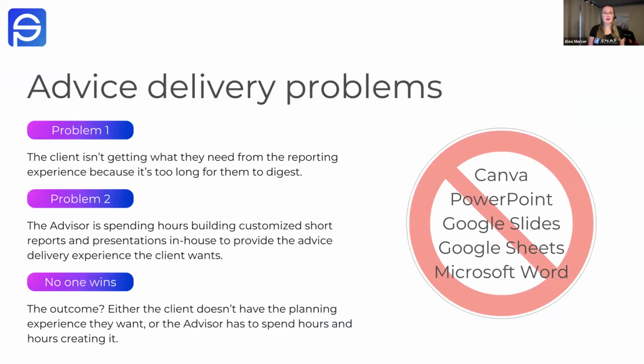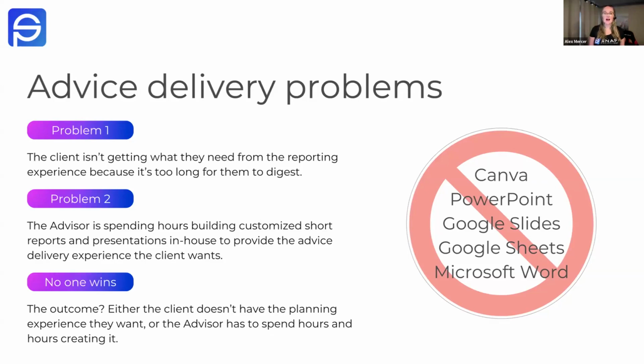The reports generated by financial planning software are too long. Even though Snap's comprehensive reports are client friendly and easy to understand, the reality is that for many clients, even a 5-page report is still too long. When clients can't see the information they care about the most on a single page, the message often gets lost. So, the first problem here is that the client isn't getting what they need from the current reporting experience. And this is happening across the board, regardless of which planning software you are currently using.